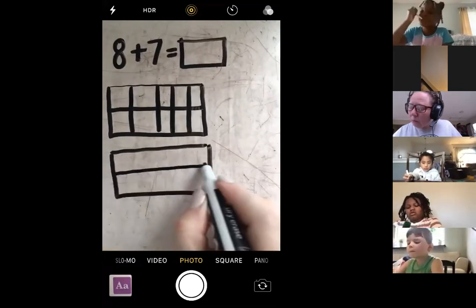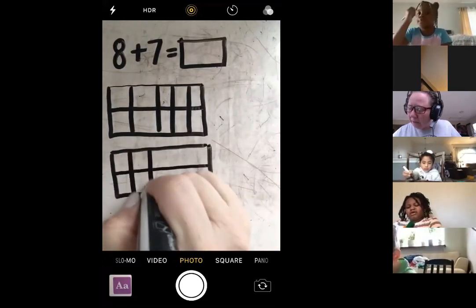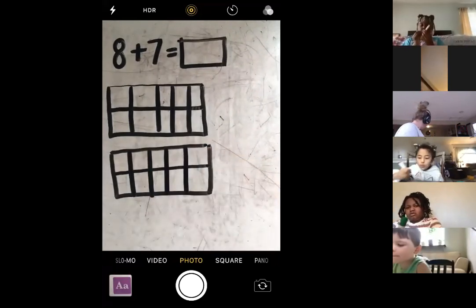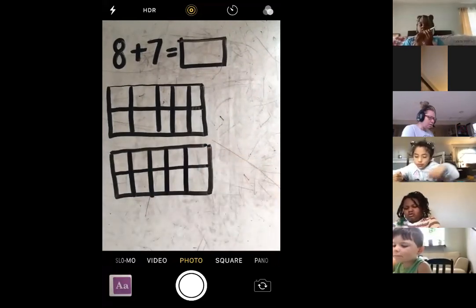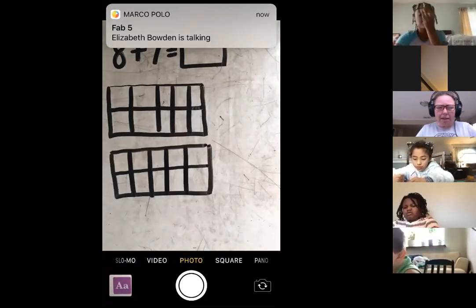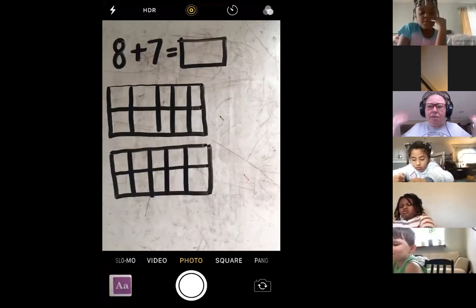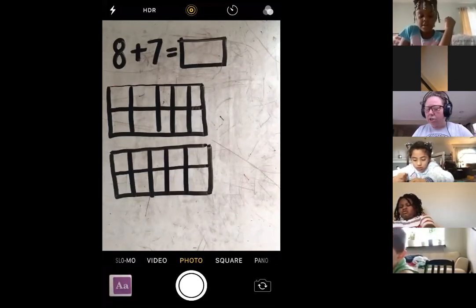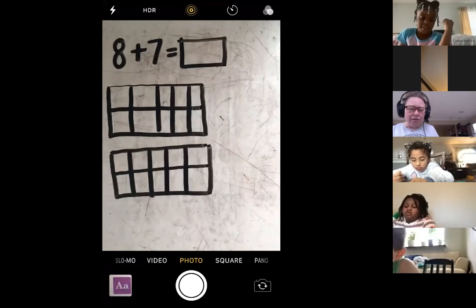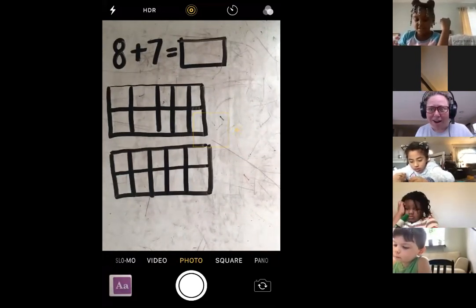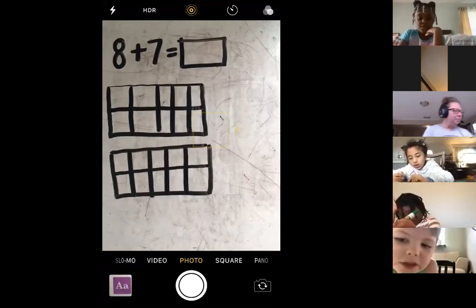Hey, Akila, right now we're in our whole group math lesson, okay? So this is what we have to do right now. You can work on that when you're done for the day. All right, 8 plus 7, and you can use whatever strategy you want to use. But if you think you can do a make 10, I'd love to see you give it a try.